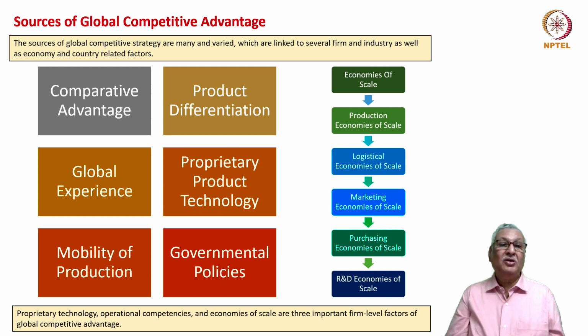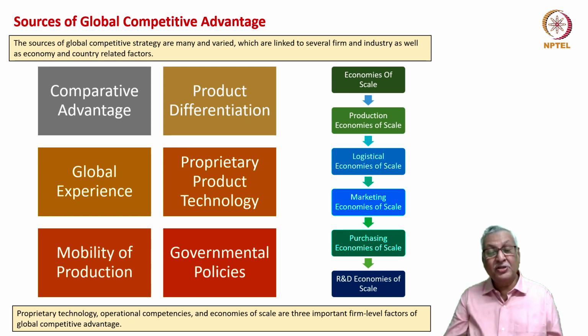The sources of global competitive advantage are many and varied, and these are linked to several firm and industry as well as economy and country related factors. First of all, the nation should have comparative advantage. If you want to have comparative advantage in China, you should use the comparative advantage that economy has, but also you should offer a comparative advantage in terms of getting into that market. Second, there should be product differentiation to be able to cater to different natures of markets in different countries.